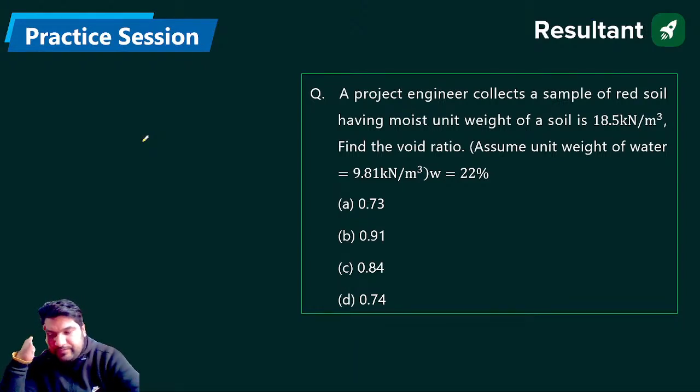Next question. Mark down the answer. We have a project engineer who collects a soil sample which has a moist unit weight of 18.5 kilonewton per meter cube. Find the void ratio. Assume the unit weight of the water as 9.81 and the water content of the soil as 22%.